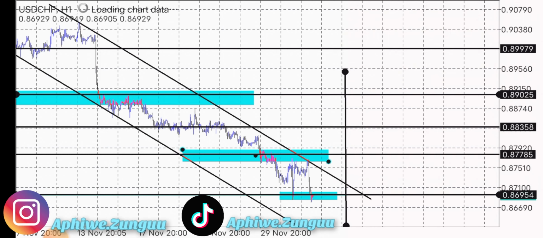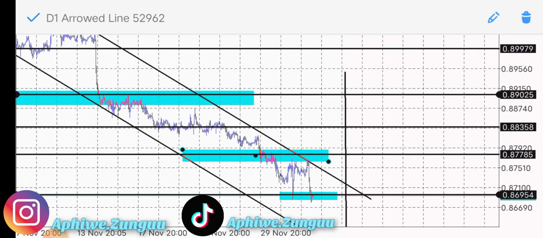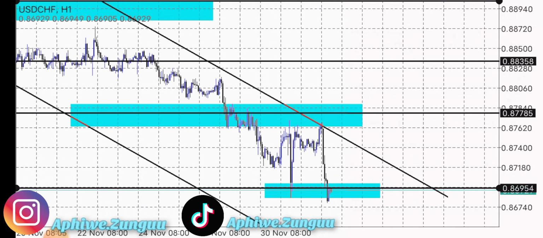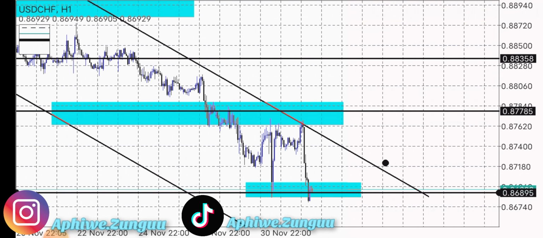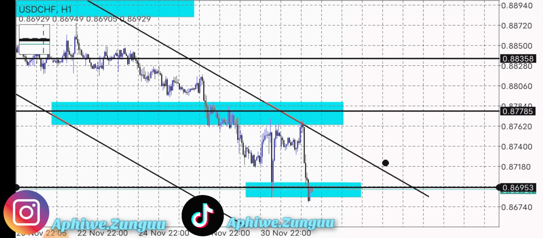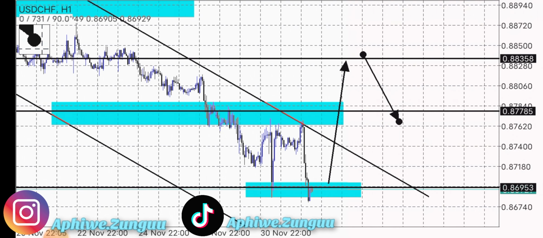But don't get me wrong, if the market actually fails to go towards the downside, we can anticipate something like this. The market breaking out of our trend, hitting that high, coming back to retest, forming a higher low, and then from there going towards the upside, if the market fails to confirm our entry.